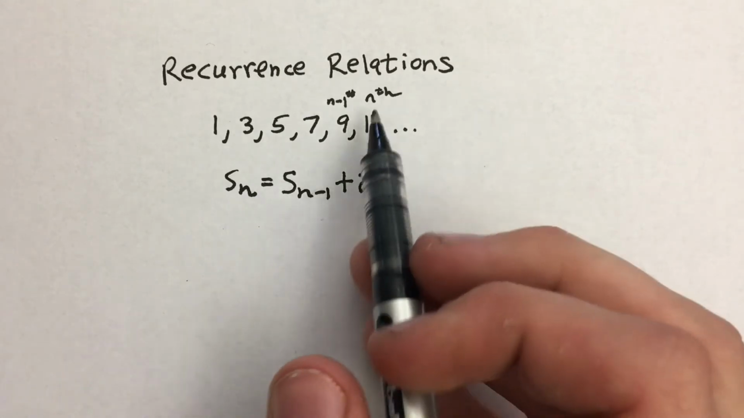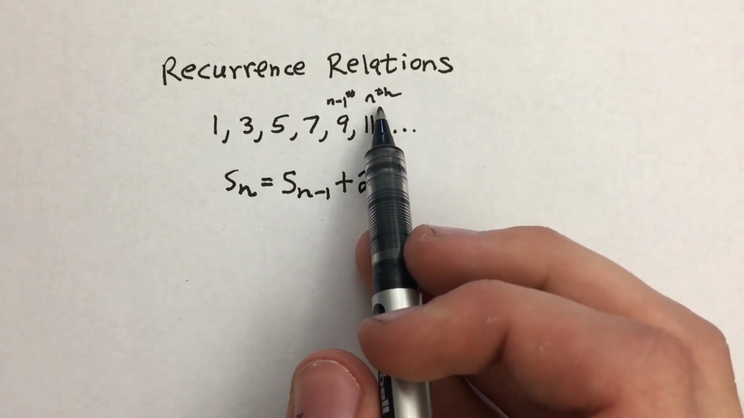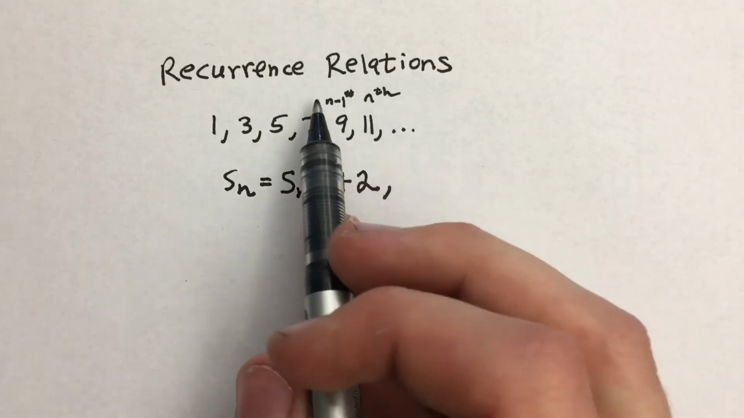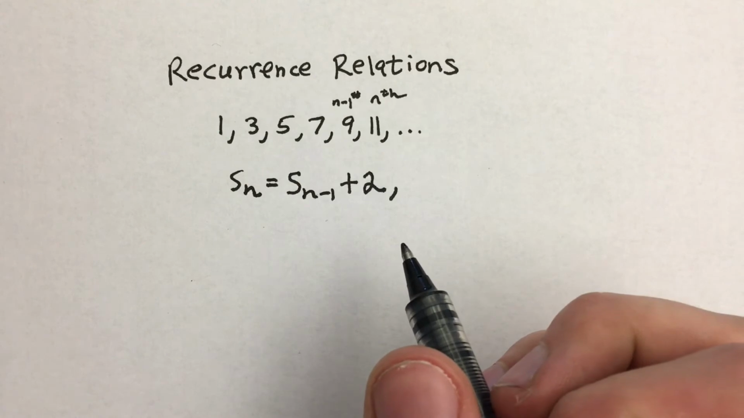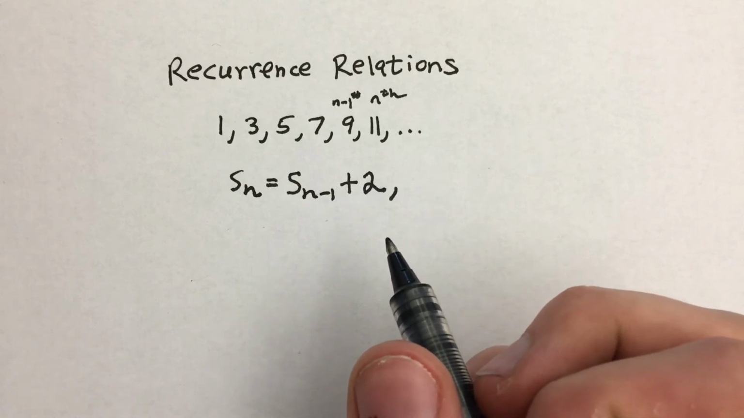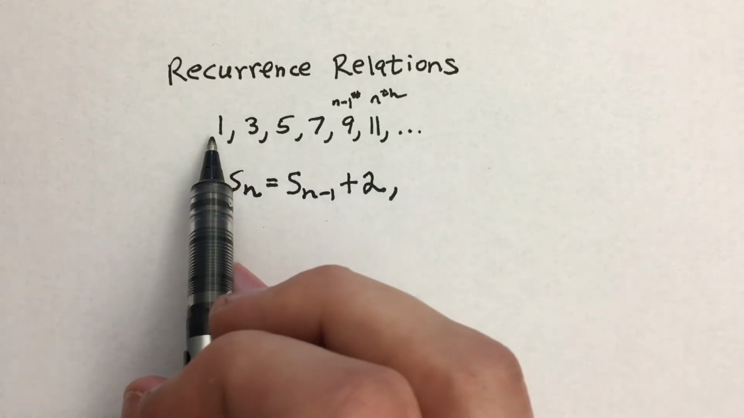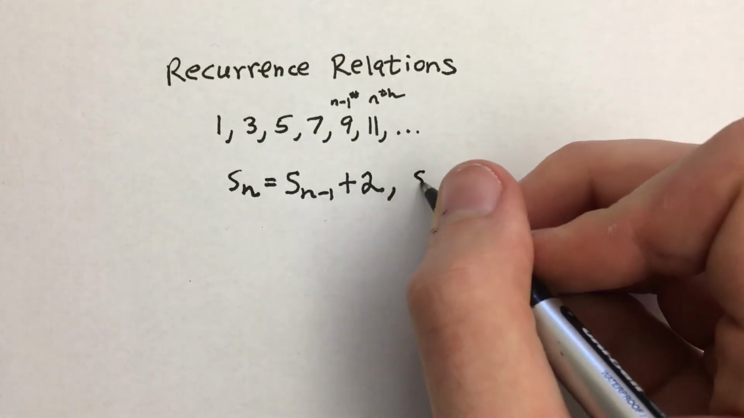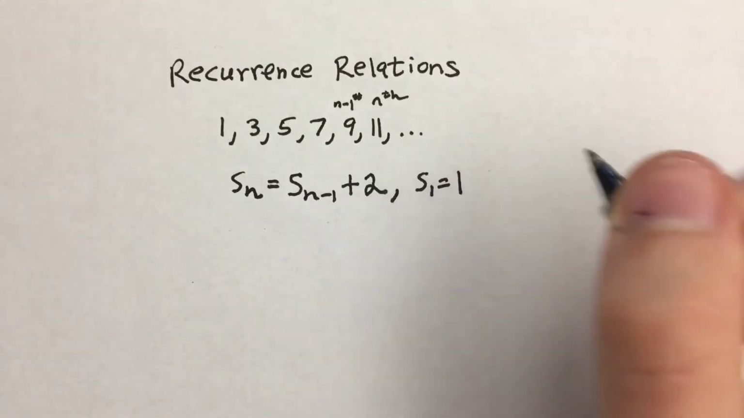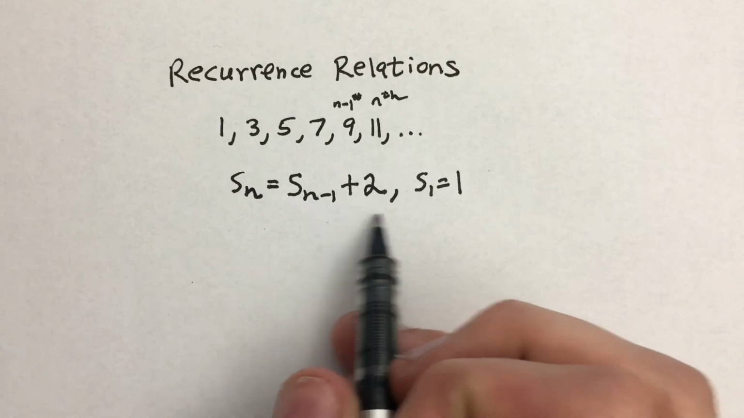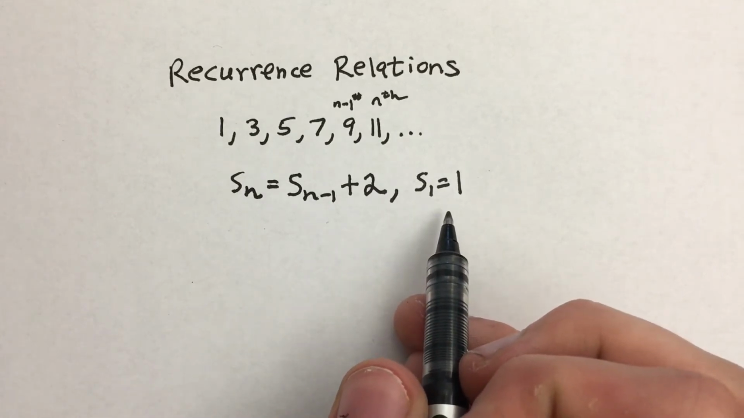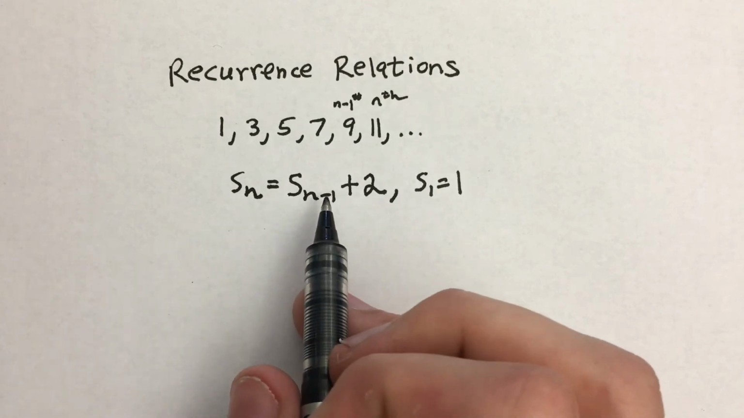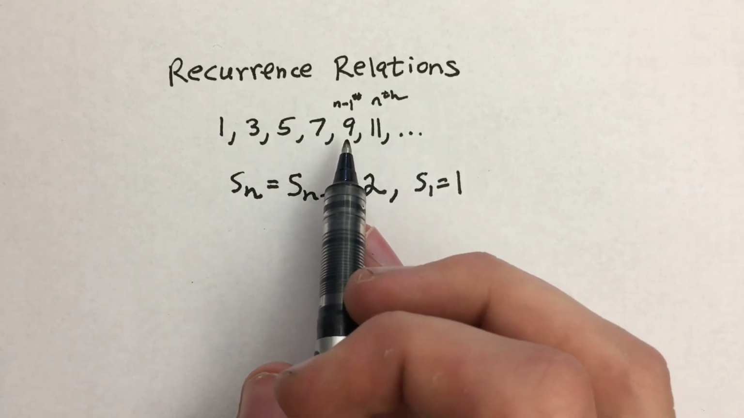Since recurrence relations only define it based on the term that comes before it, etc., we also have to include an initial condition. So here the first term is 1, so we also need to include that s sub 1 equals 1. And that tells whoever we give this to where to start. And in this equation, it only refers to the term before it.